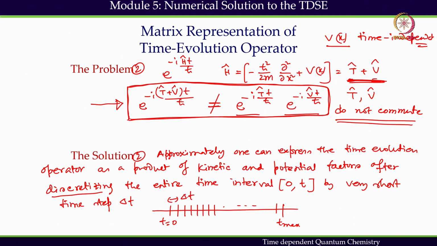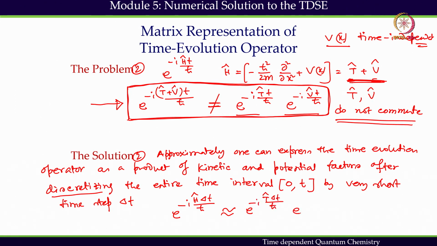If we do that, then I can approximately write e to the power minus i H delta t by h cut. Now I have delta t, a very small time step. For a very small time step, I can approximately write they are equal: e to the power minus i T delta t by h cut multiplied with e to the power minus i V delta t by h cut. This is just an approximation, and we are splitting these operators. That's why it is called the split operator method.